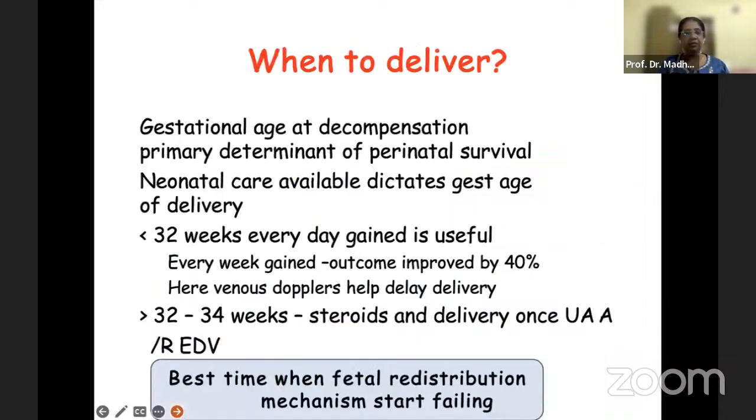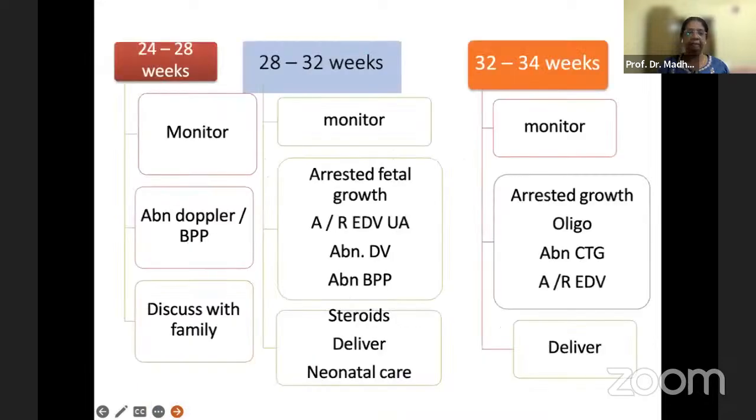When to deliver? I told you, be careful. Each one should be thought through individually. Below 32 weeks, every day gained is useful, and every week, outcome improves by 40%. At 32 to 34 weeks, give steroids and deliver. The best time to deliver is when the fetal redistribution mechanism starts failing.